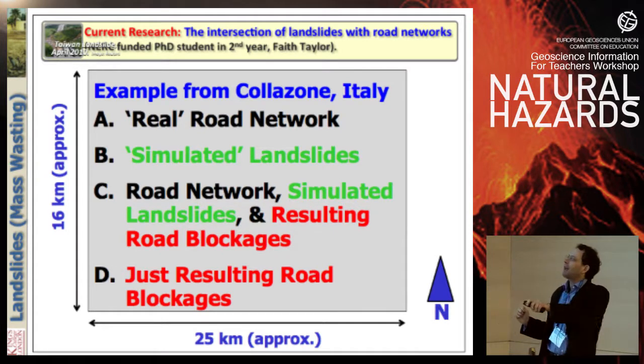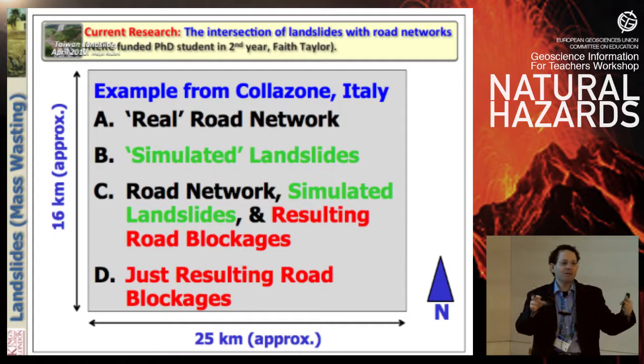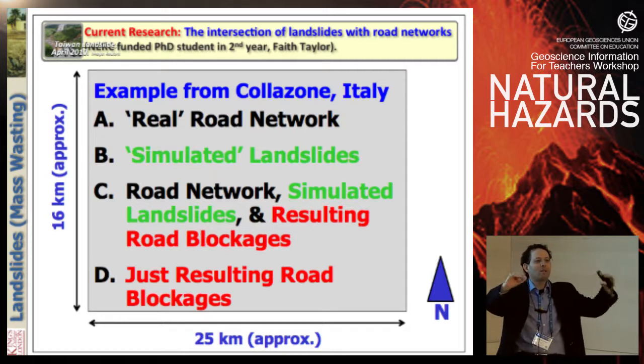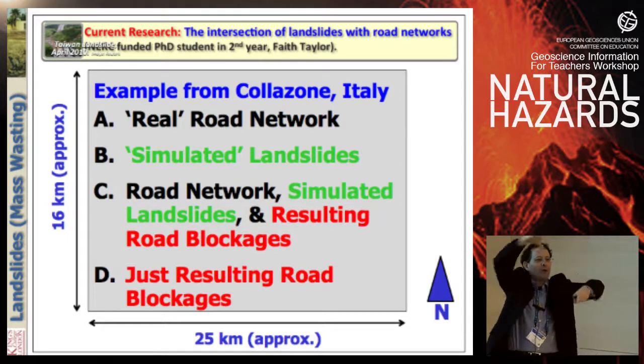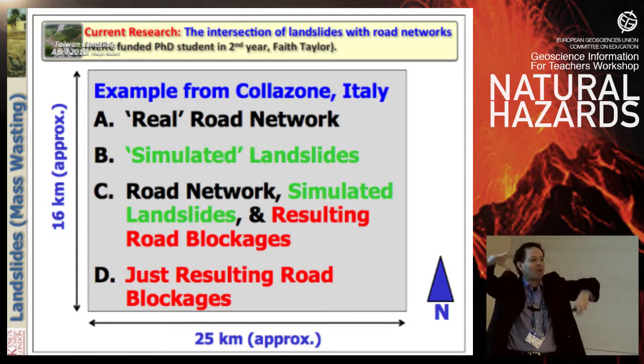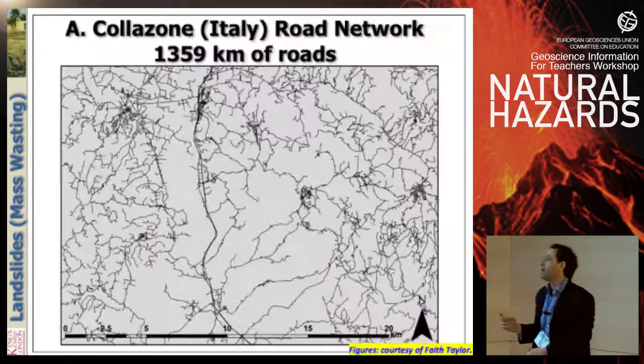These will simulate the landslides. We'll take a road network from the area with the simulated landslides and the resulting road blockage, and then we'll look at just the resulting road blockages. And this is all being done in a computational model. In the computer, where we have a grid, we have the road network, we randomly drop landslides on the road network, and we count how many times they drop.